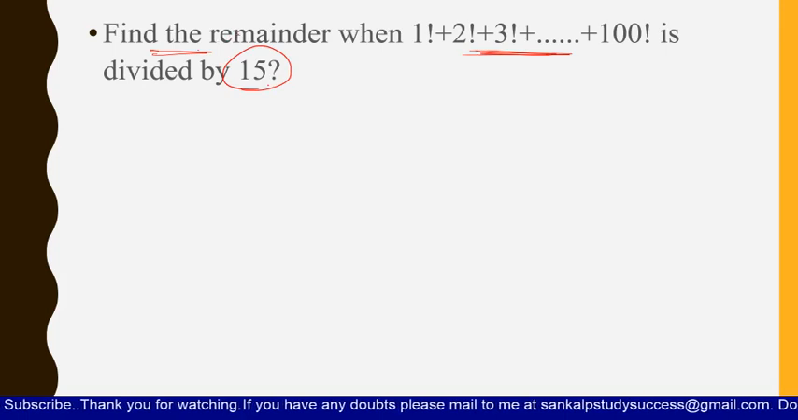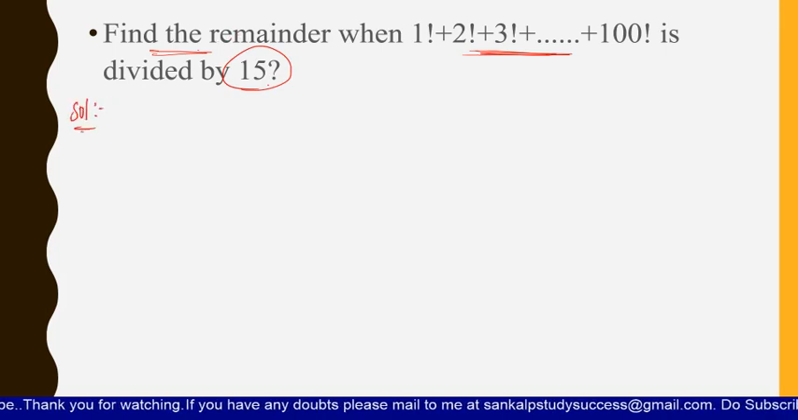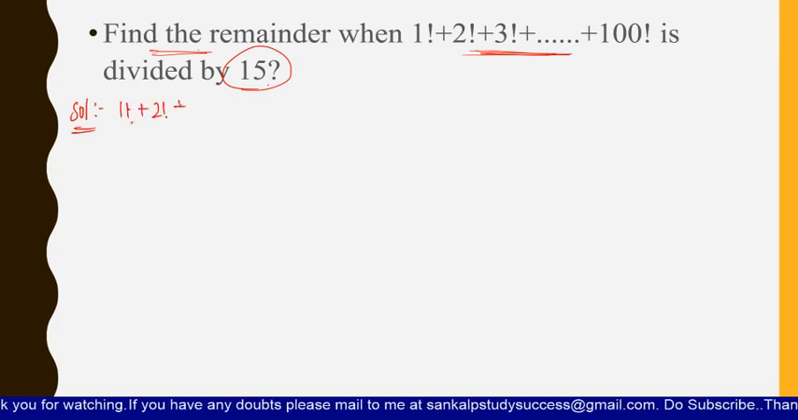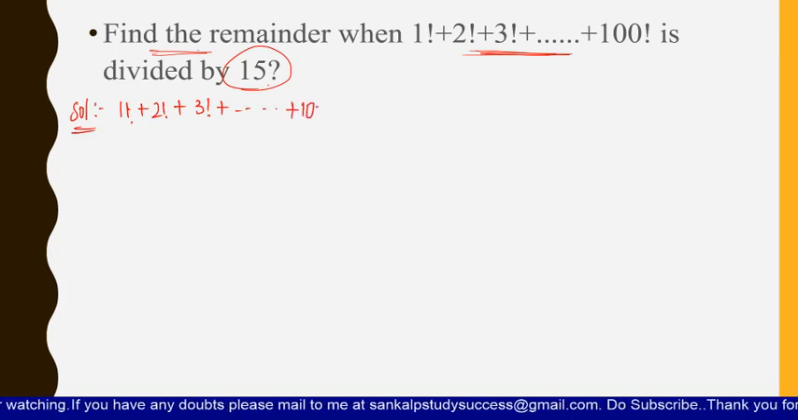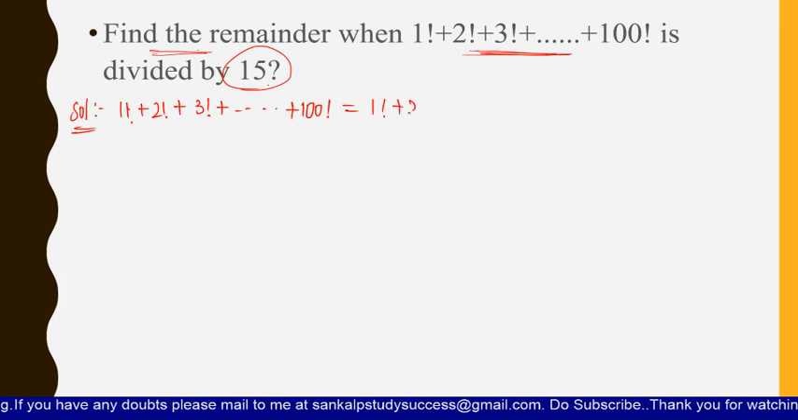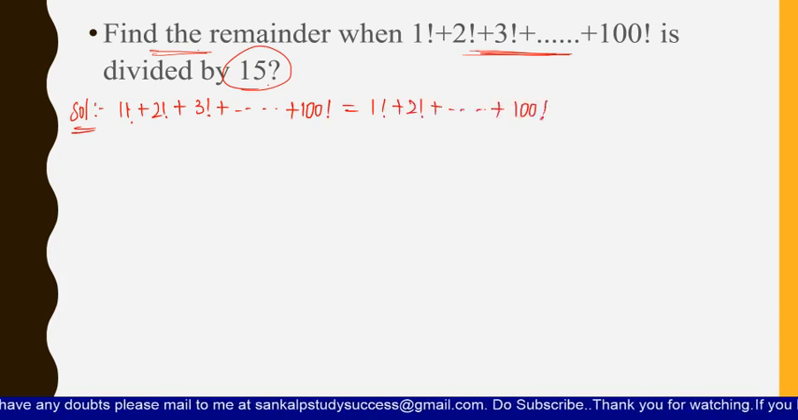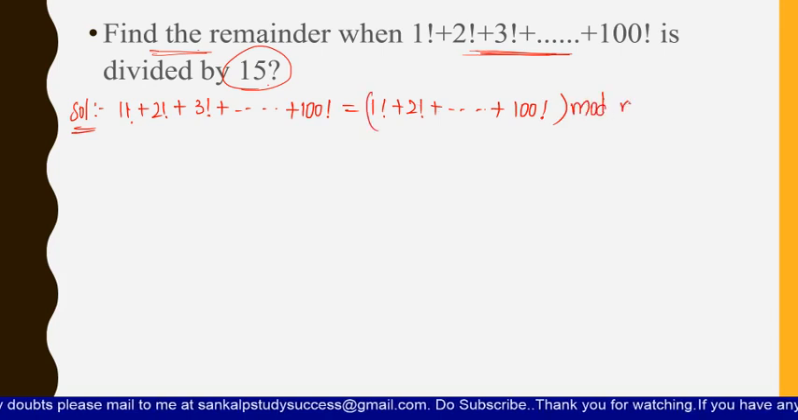This is the question. So now let us solve the question. Solution. We are given that 1 factorial plus 2 factorial plus 3 factorial plus so on up to 100 factorial. You can write it as 1 factorial plus 2 factorial plus so on up to 100 factorial mod m, right? Mod m. What is m then?